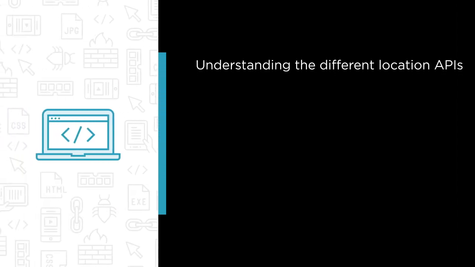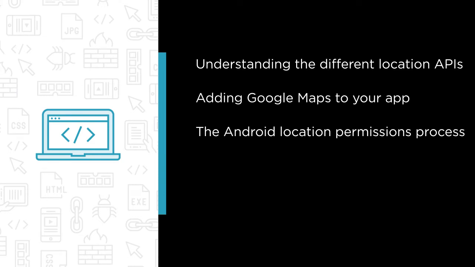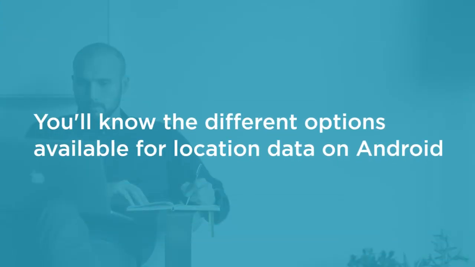Some of the major topics that we'll cover include understanding the different location APIs and which one is right for your use case, adding Google Maps to your app, the Android location permissions process, making your app location aware, and finally, setting up geofences. By the end of this course, you'll know the different options available for location data on Android, how to select the right one, and how to implement it.